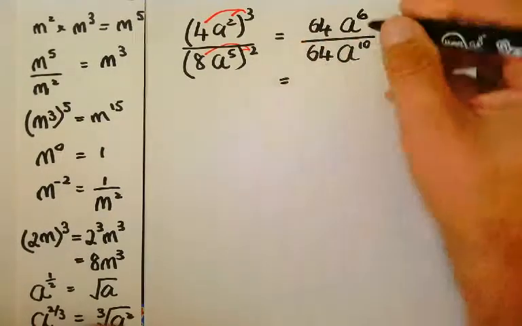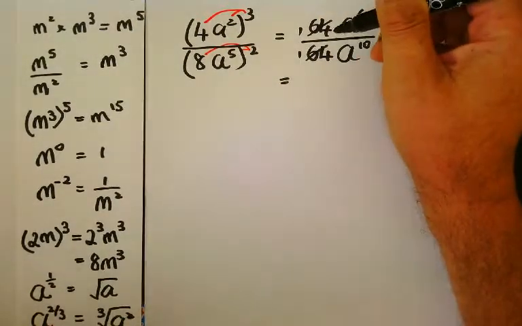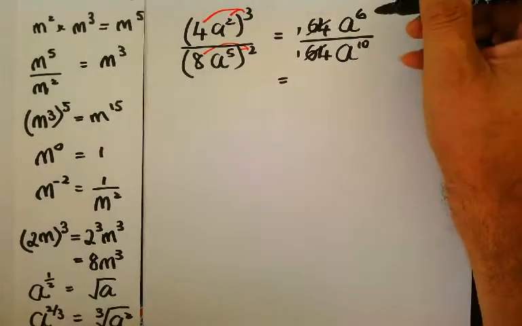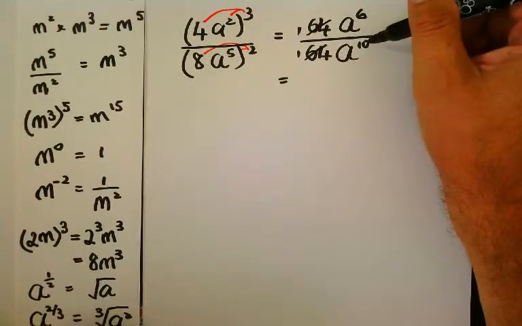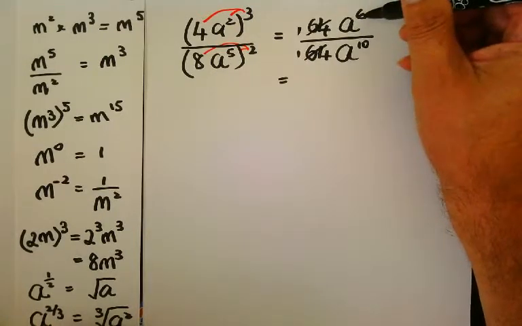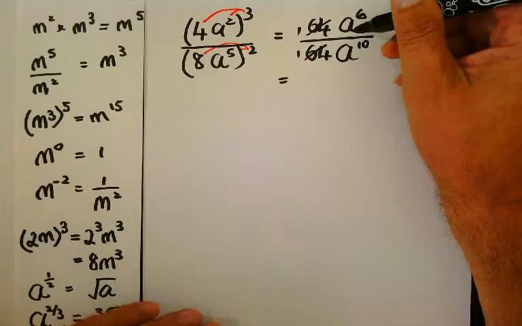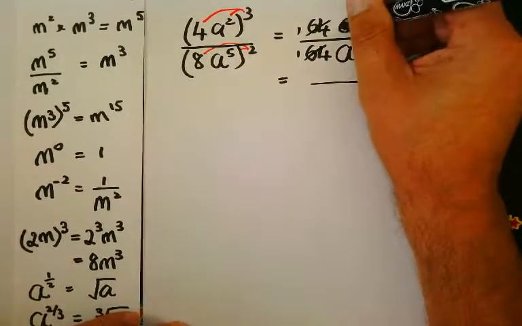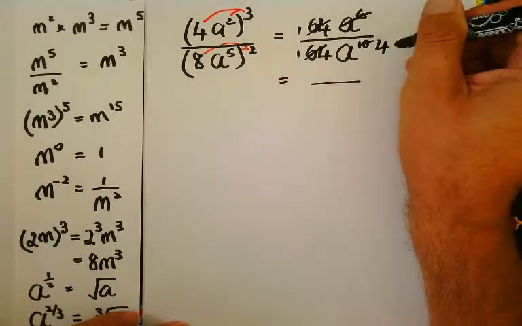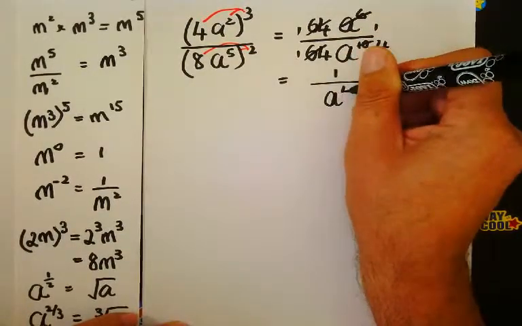So the first thing we notice is that we can cancel out both the 64s and replace them with 1 over 1. We're simplifying 64 over 64 to be 1 over 1. We also note that we've got a to the 6 on the top and a to the 10 on the bottom. So we have 6 a's on the top, and we can cancel out or divide out 6 a's from the bottom, which will just leave us with 4 a's. So that will be 1 over a to the 4.